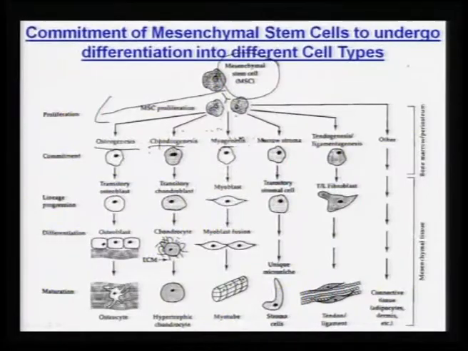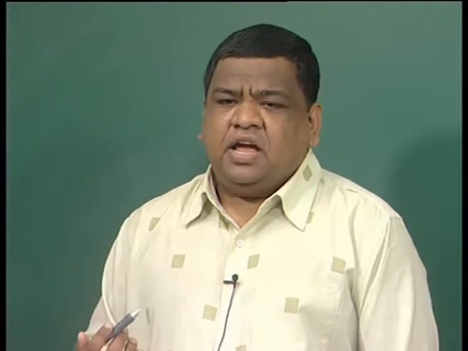Now, commitment means, if you remember the cell cycle, I have shown you that when a cell goes from S1 to G and G to S2, there is a checkpoint. Checkpoint means that the cells are now ready to enter from S1 to G. So, once a cell is committed to enter G, it will remain in G, it cannot come back to S1. That is the simple logic.